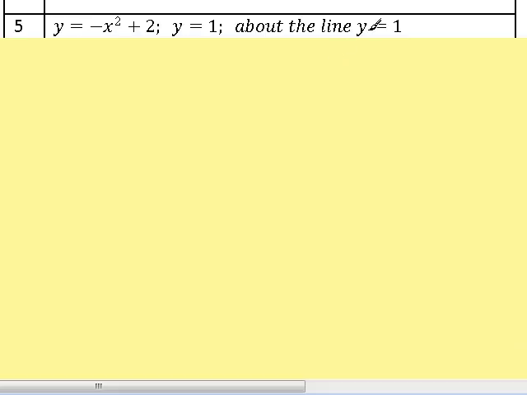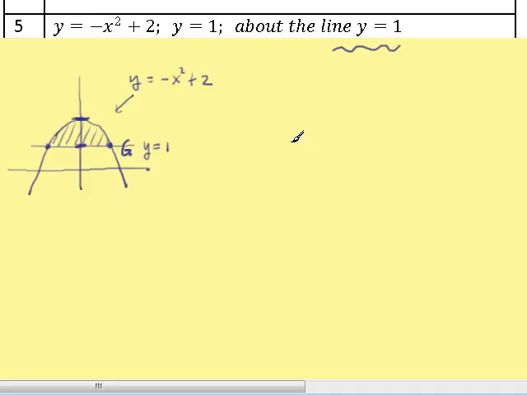In number 5, we're going to revolve a region about the line y equals 1. So first let's draw the region. Here's a picture of the region. This is y equals minus x squared plus 2. Y equals minus x squared is a parabola facing down through 0, 0, and we just lifted it up 2 units. Okay, to this point over here, this is 0, 2 on the y-axis.